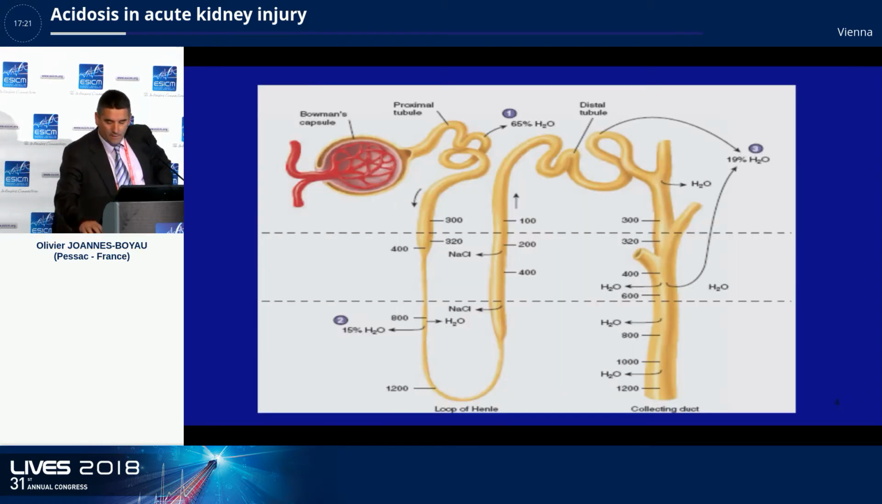First, you know that in the kidney you have different parts that are able to do filtration, concentration of urine, dilution of urine, electrolyte exchange, and so on. The disturbances of some of these functions will explain the metabolic acidosis when you face acute kidney injury in ICU.